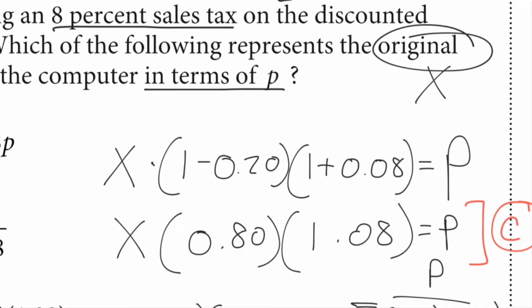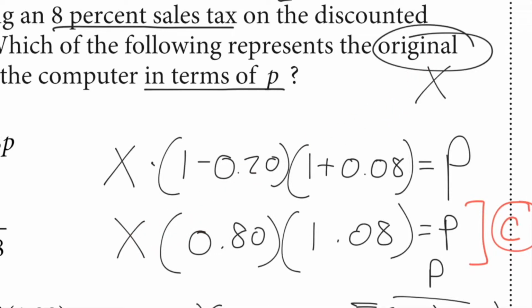because what this is saying is that you start out with some unknown original price, you multiply it by 1 minus 20% to reflect the 20% discount. You could multiply it by 0.80. To increase it by 8% sales tax, you multiply by 1.08 to get the total price. Now what they want is the original X in terms of P, so you've got to solve.